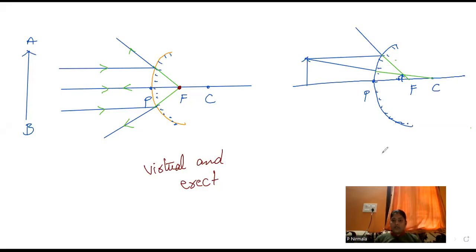Okay, fine. Now you are clear. Now we come to the main topic: sign convention for reflection by spherical mirrors. If you understand this, it is easy for you, though problematic.